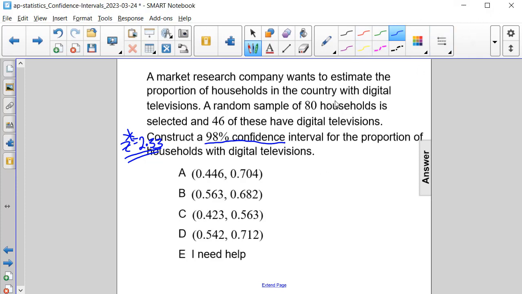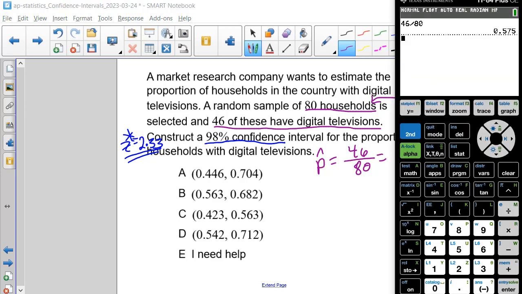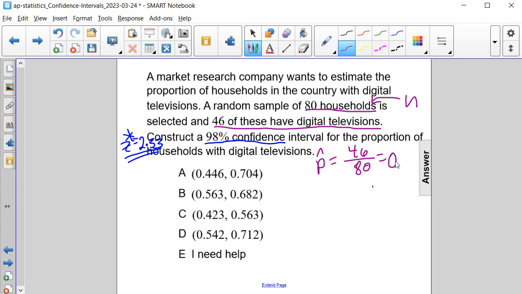Other important information that we have in this problem is the total number of households that were selected, which is 80. So that's our n value. And out of those 80 selected, 46 have the digital televisions. So in order to determine our value for p hat, we have to divide our 46 by our 80. And when we substitute that into a calculator and evaluate, we get 0.575.